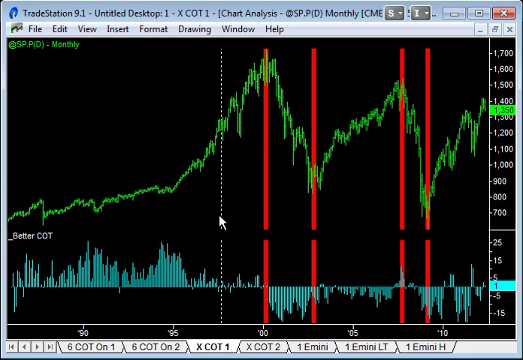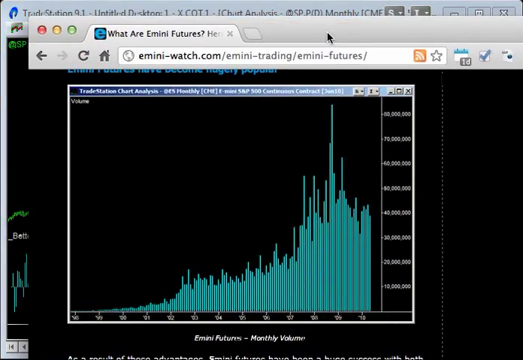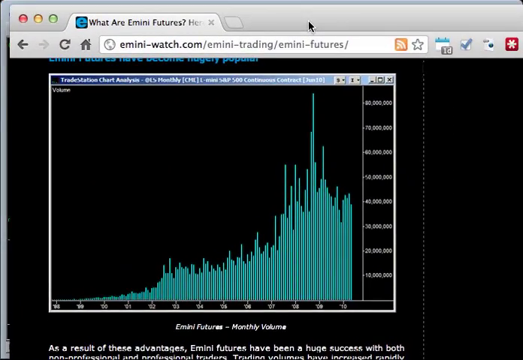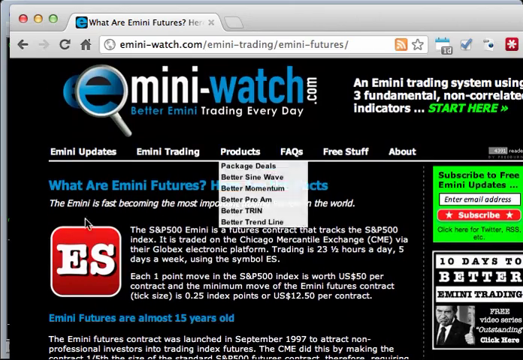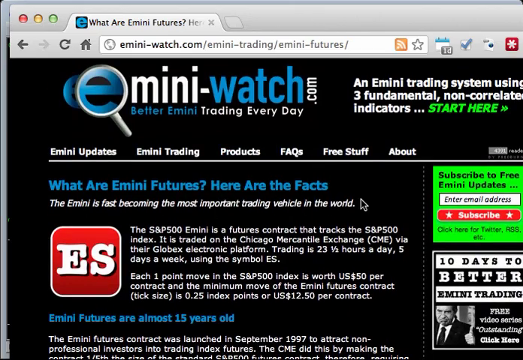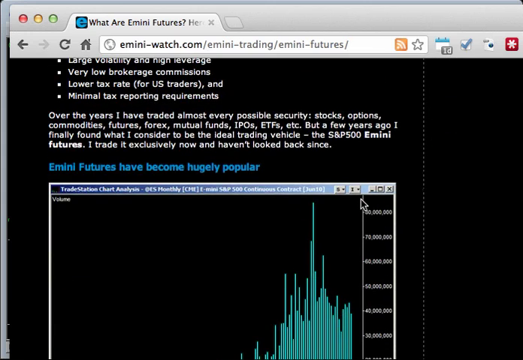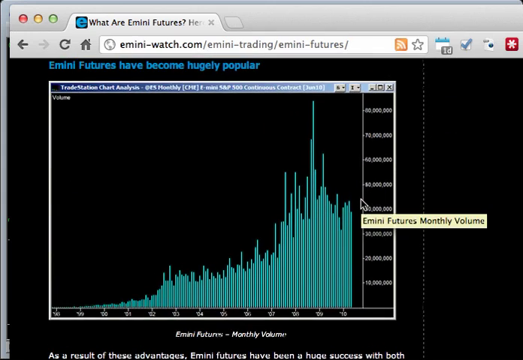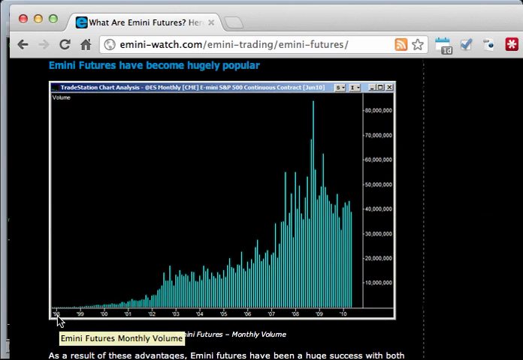What I think fundamentally happened during this time period was that in September of '97, we had the E-mini market launch. And let me just show you a couple of charts here from the website, Emini-Watch. So this is the article, What are the E-mini futures? Here are the facts. And you can see that this is the monthly volume of E-mini futures since the launch in '97. And you can see the first three to five years, up to about 2000, 2002, very small volumes. All of a sudden, in 2002, this market just took off like a rocket.